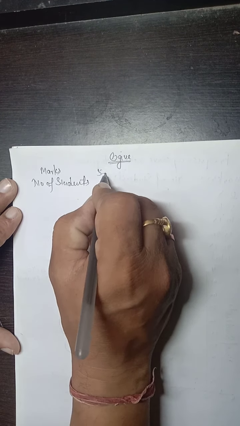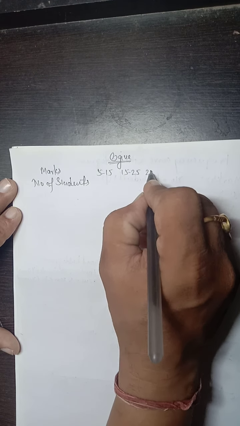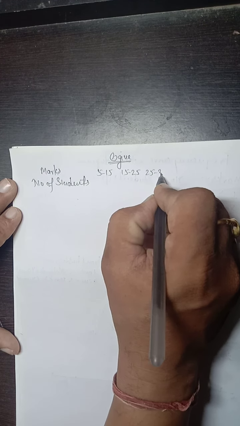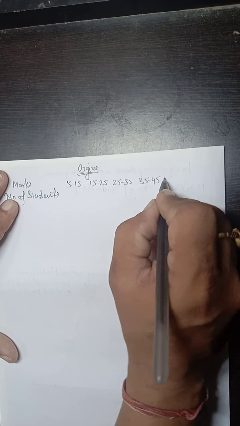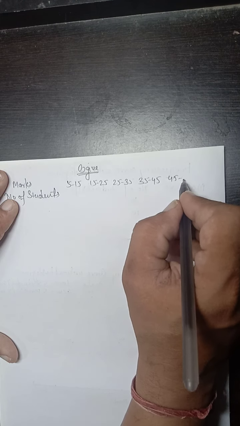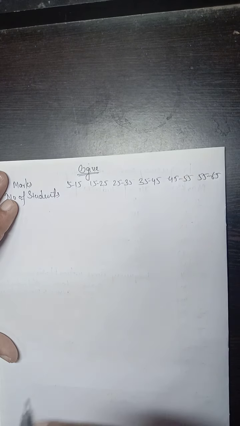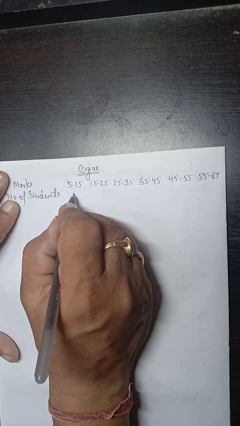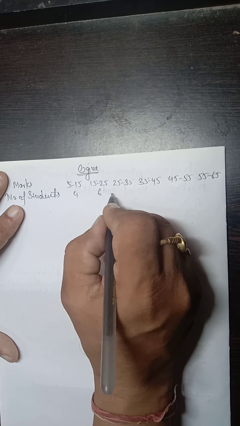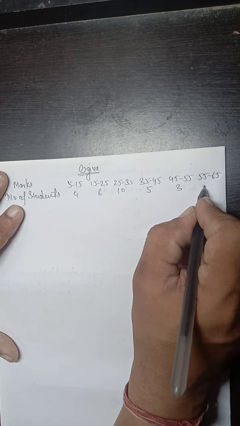Now the marks are 5 to 15, 15 to 25, 25 to 35, 35 to 45, 45 to 55 and 55 to 65. In total, 6 class intervals are there. The number of students are 4, 6, 10, 5, 3, 2.